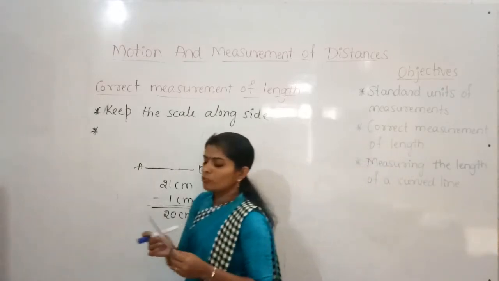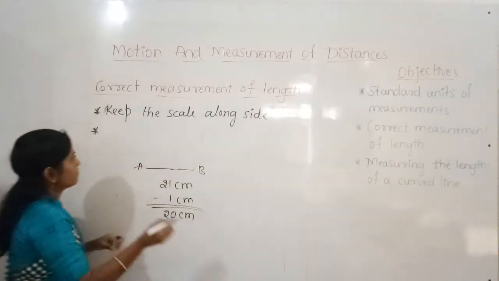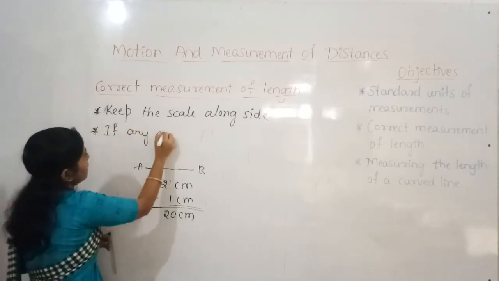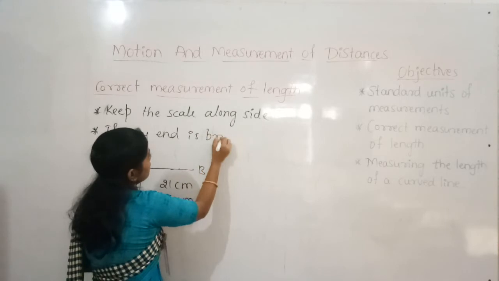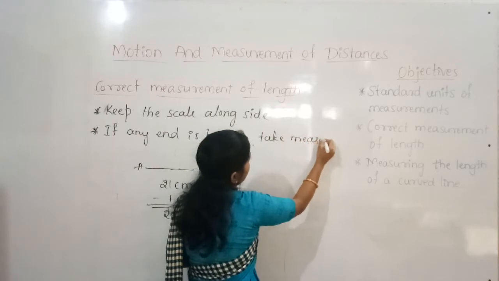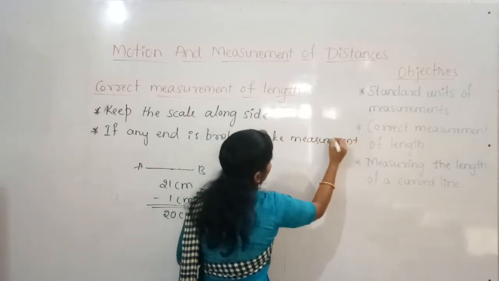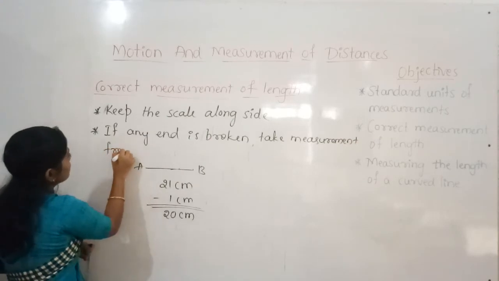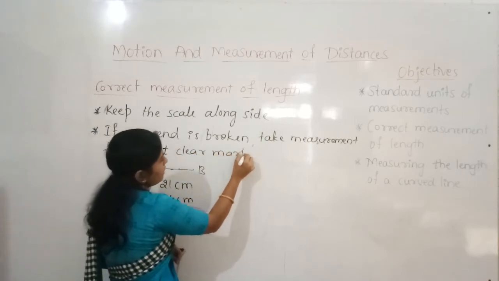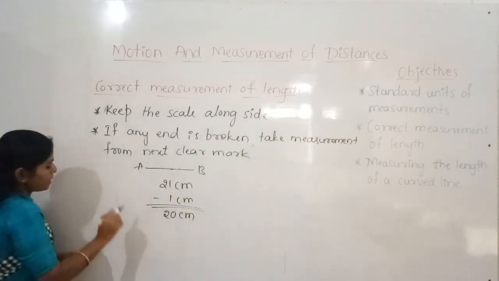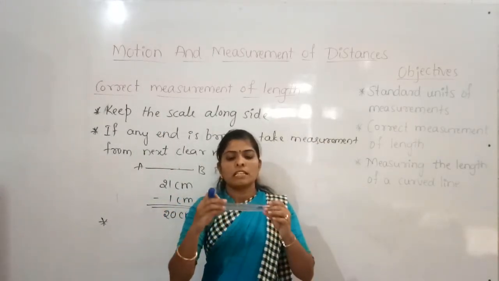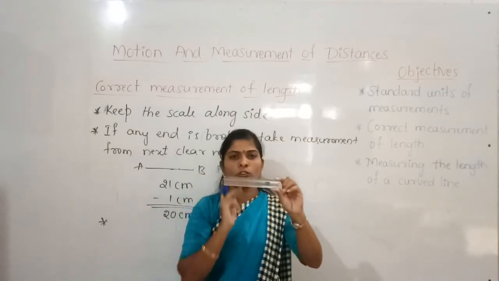And the position of the person, the position. So here, if any end is broken, then take the measurement from the next mark, from the next clear mark. So from that we can measure. Then one more method is there to get the readings correctly. So always we have to keep the scale in front of us.